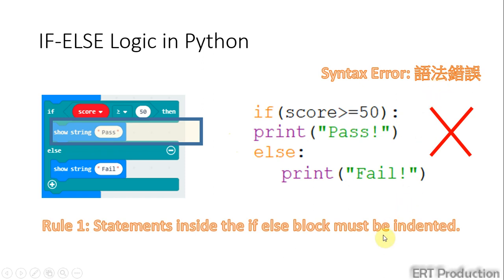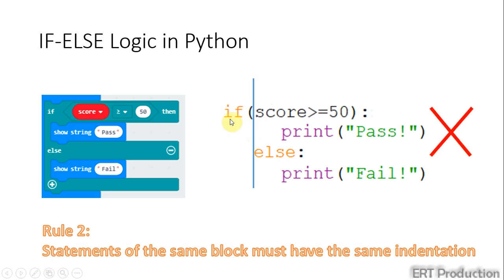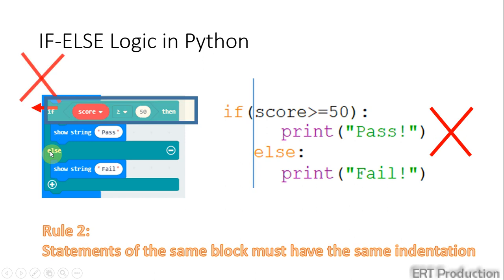Another thing to notice is that statements belonging to the same block must have the same indentation. See these examples. Since the if and else must be in the same block, if we change the indentations of the if statement, the program cannot be run and a syntax error will come out. It's very easy to understand if you look at the blocky program. From the blocky structure, it shows that the if and else must belong to the same block.